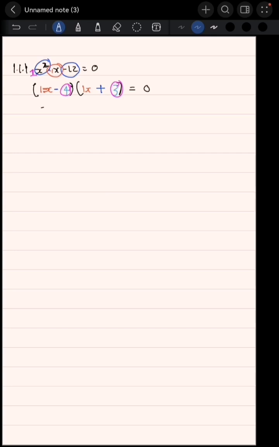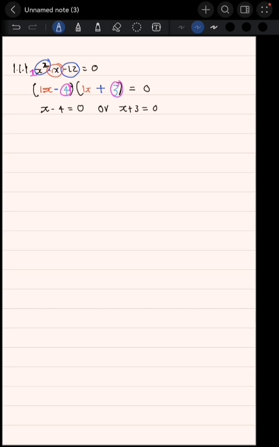To do that, we are going to take the expression inside each bracket and equate it to 0. The expression in the first bracket is x minus 4. You equate it to 0. Then the expression in the second bracket is x plus 3. You equate it to 0. Then from there you solve this mathematically.